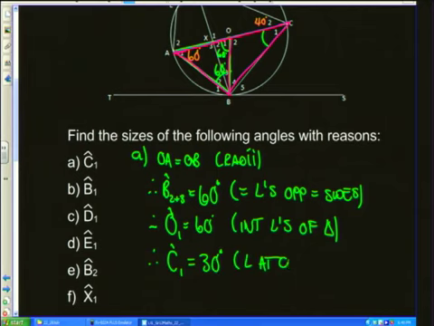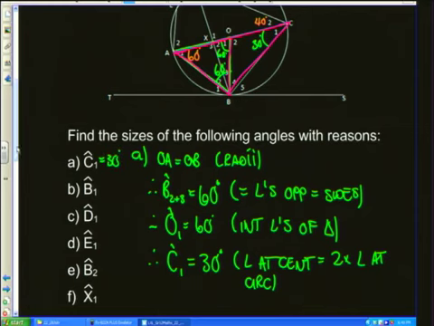Angle at center equals 2 times angle at circumference. Okay, right, so we know that that's 30. First one done. Okay, there's our 30.